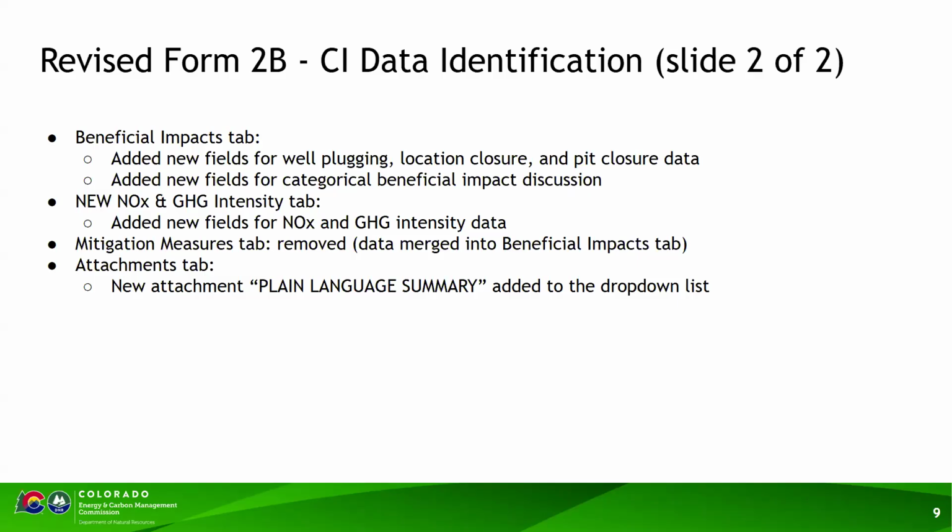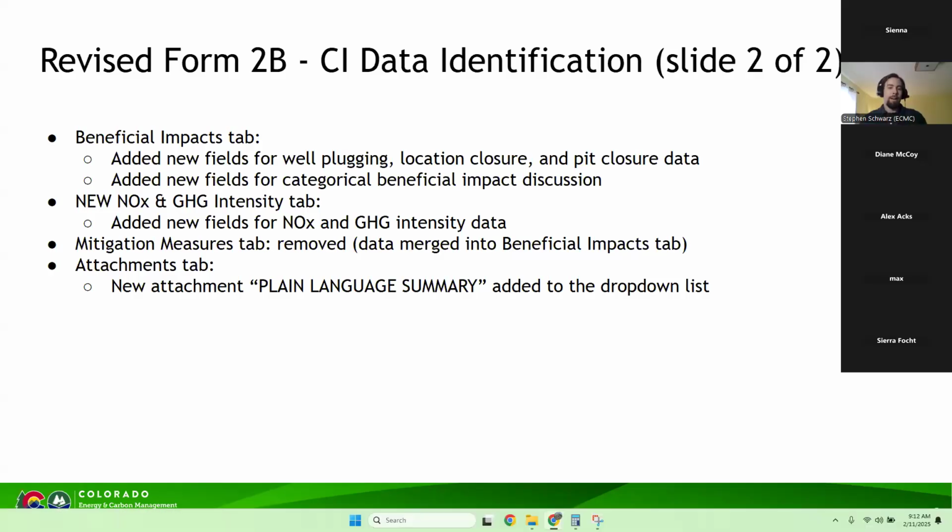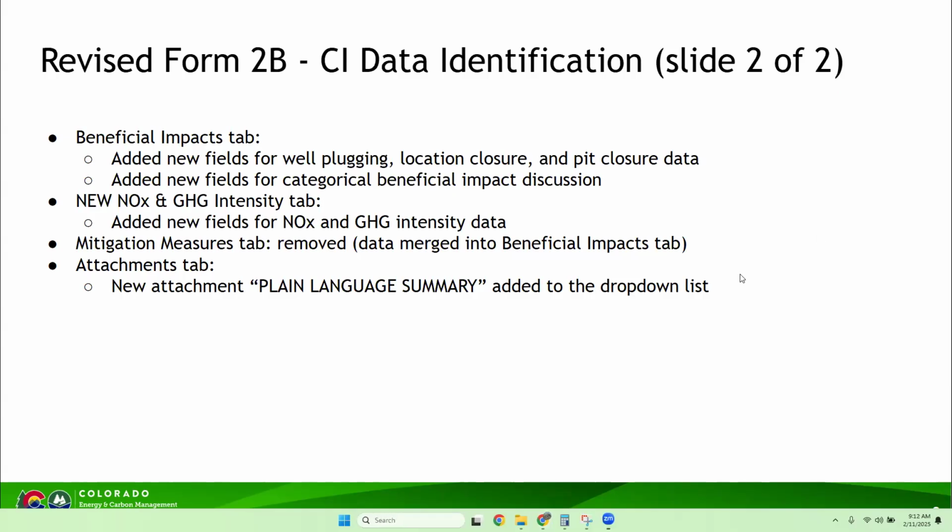Additionally, a new focus of these new rules was not solely on the adverse impacts of the operations, but also the beneficial impacts. While previously there had been questions relating to narratives of the adverse impacts, they now all have corresponding beneficial impact questions in narrative data text fields in the beneficial impact discussion section of the beneficial impacts tab. We have a new tab for NOx intensity and greenhouse gas intensity. These are new data fields related to an operator's NOx and greenhouse gas intensity.